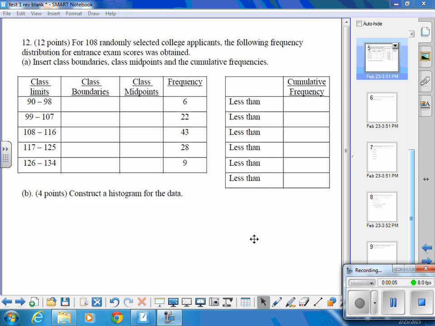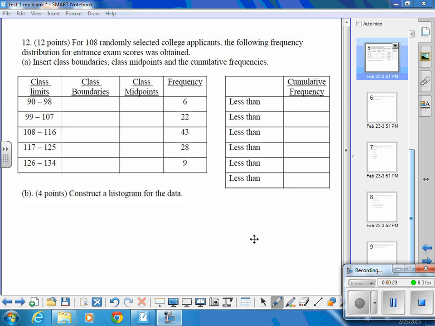For example, we're looking at 108 randomly selected college applicants. The following frequency distribution for exam scores was obtained. So from here, we have to fill in the gaps that are missing in this chart. They give us the class limits and the frequency. We have to come up with the class boundaries and midpoints. So how do we do that?